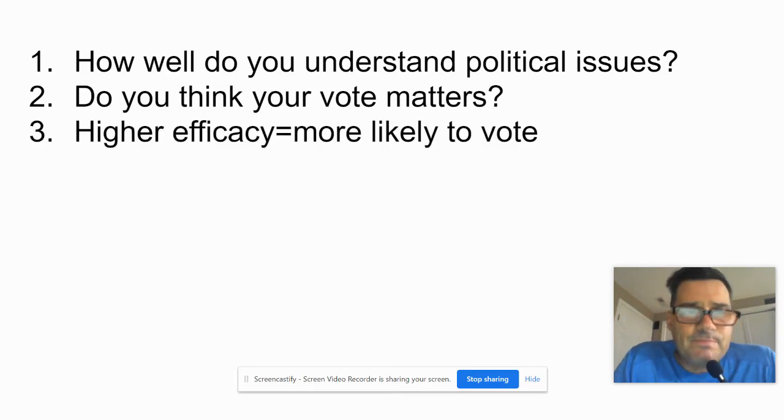And lastly, just to make the point, which I already said, higher efficacy. You know more about the political issues. You believe your vote matters. You are much more likely to vote. That makes sense, right? All right, cool.